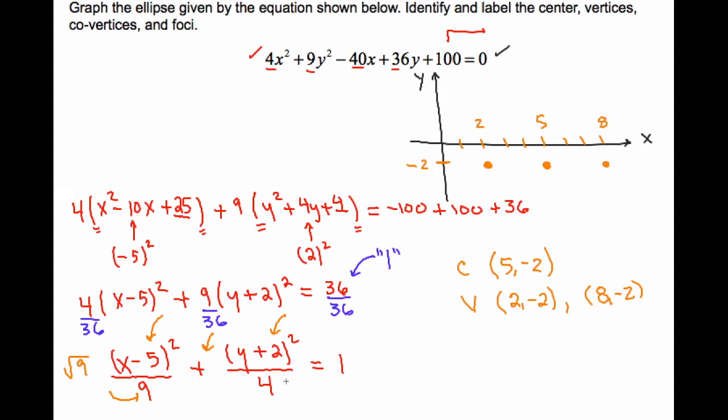Now from the center, I will shift the square root of 4 in the vertical direction. So for my co-vertices, I'll have 5, comma, and I'll shift up 2 from negative 2, 5, comma, 0, and down 2 from negative 2, 5, comma, negative 4, for my co-vertices, and then I'll sketch in my ellipse.